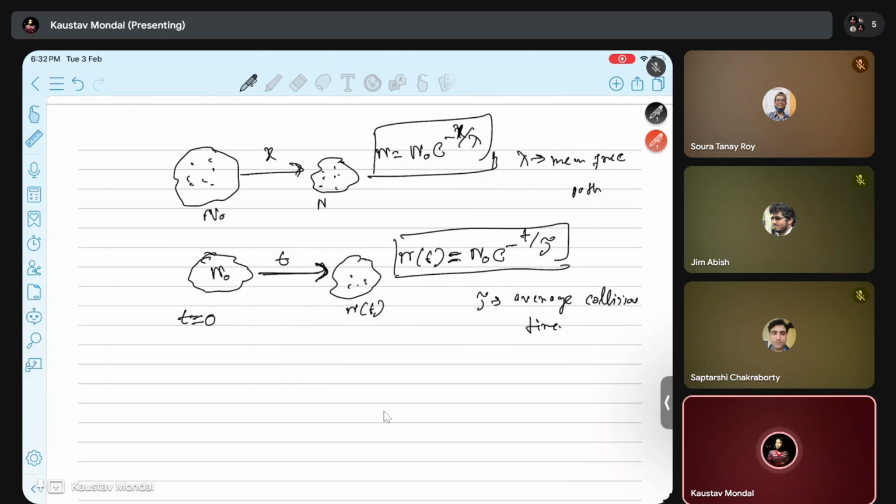In a gas, using some experimental methods, you can calculate these quantities, lambda and tau. There are certain experimental instruments available. Using those instruments you can calculate lambda and tau, and if you can calculate them experimentally, after that you can calculate the expression of nt or nx.